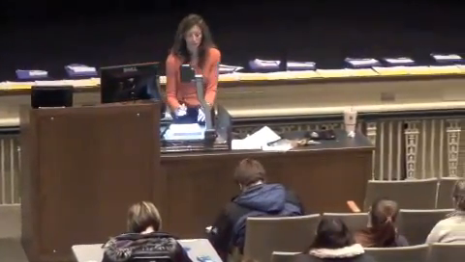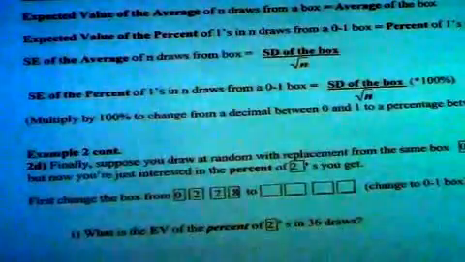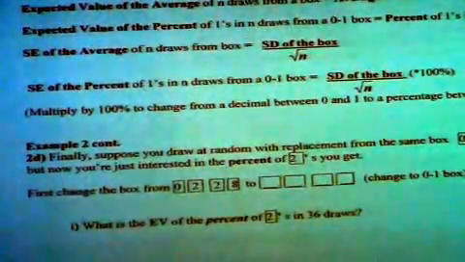So, you just need to remember one thing for all these standard errors. And that's that you have a standard deviation of your box, and you either multiply or divide by the square root of n. Now, so what do we have so far? The expected value of the average of n draws is the average of the box. That's no-brainer. The expected value of the percent of ones is just the percent of ones in the box. Again, no-brainer.